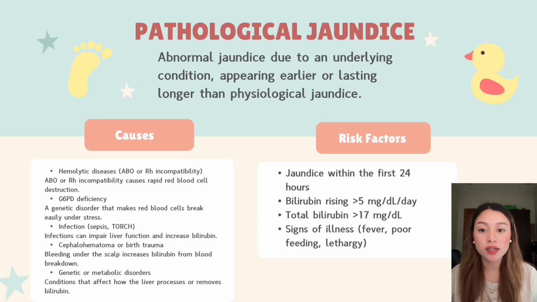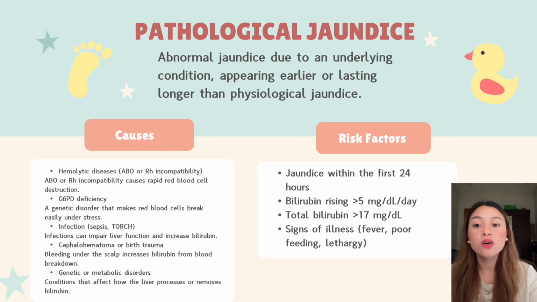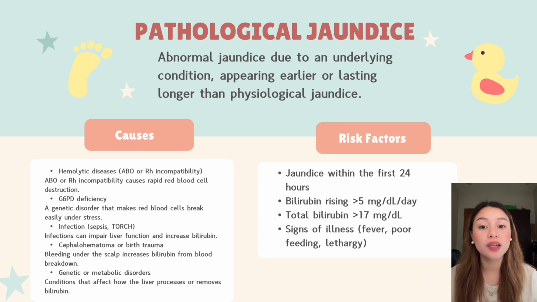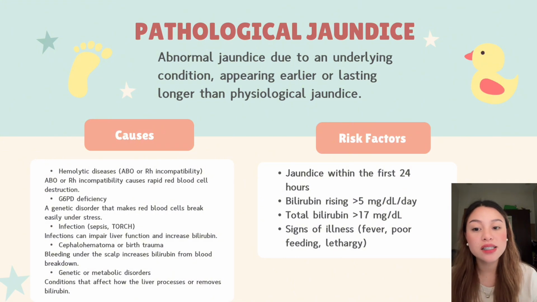Next is the pathological jaundice. Pathological jaundice is abnormal jaundice due to an underlying condition, appearing earlier or lasting longer than physiological jaundice. The causes include hemolytic disease or ABO or Rh incompatibility. ABO or Rh incompatibility causes rapid red blood cell destruction. Then G6PD deficiency, a genetic disorder that makes red blood cells break easily under stress. And the next is infection or sepsis or TORCH. Infections can impair liver function and increase bilirubin.